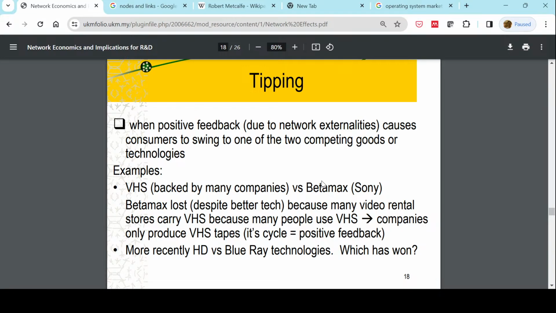That tipping is either A or B: either Mercedes-Benz or BMW, either Samsung phone or Apple phone, either Samsung or Huawei, either Apple or Xiaomi. So when positive feedback, which is due to network externalities, causes consumers to swing to one of the two competing goods or technologies. A good example was VHS versus Betamax.